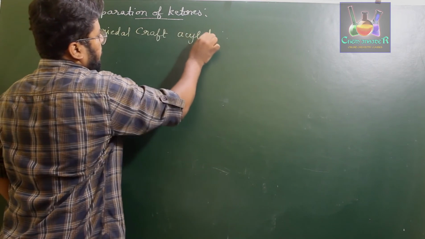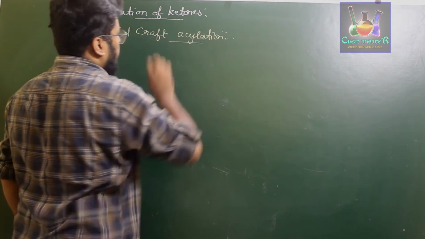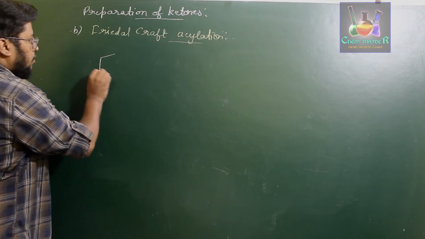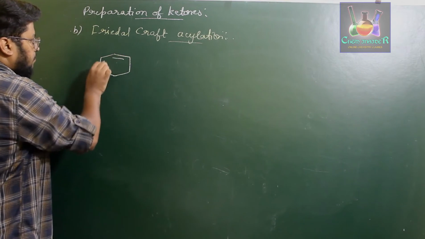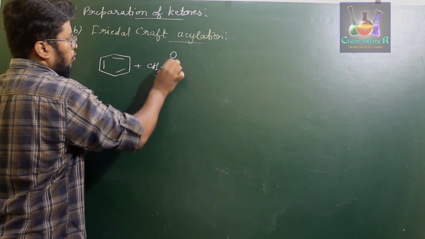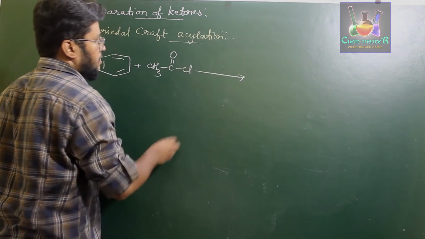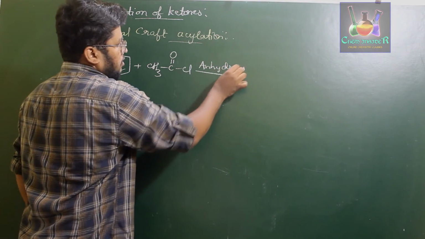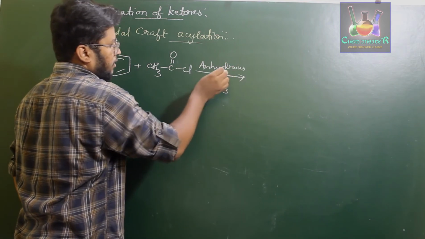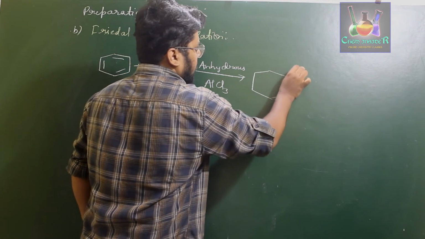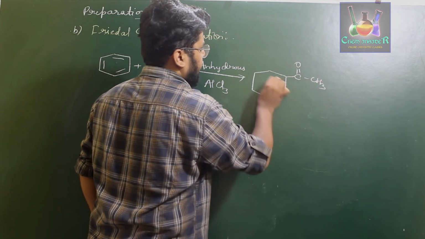Friedel-Crafts acylation. In the Friedel-Crafts acylation, when you treat benzene or substituted benzene with acyl chloride, CH3C=O Cl, in the presence of anhydrous aluminum chloride, we will be preparing acetophenone, C=O CH3.